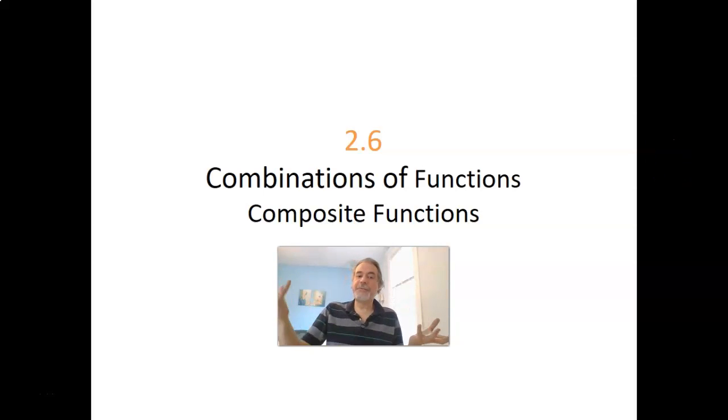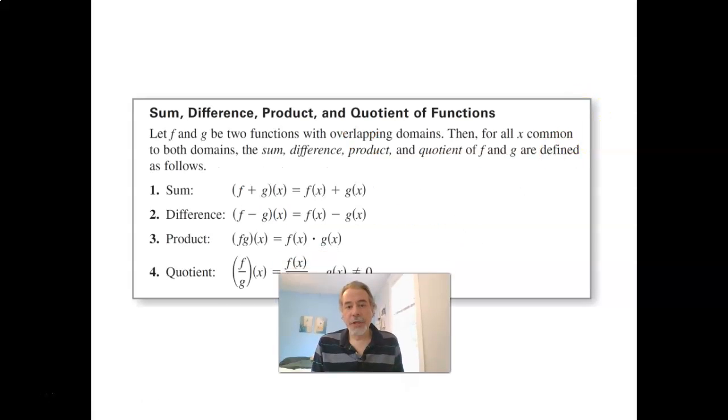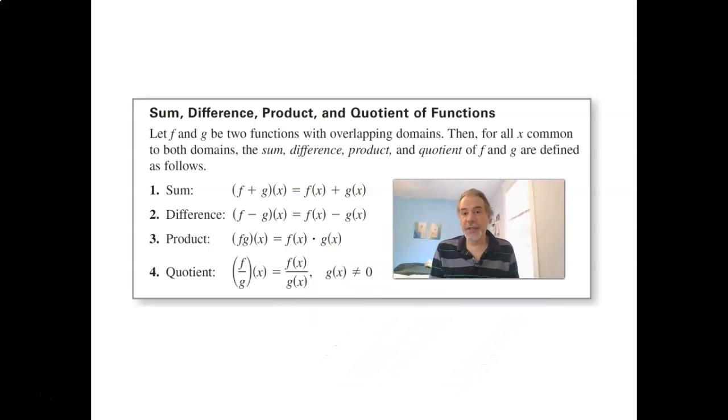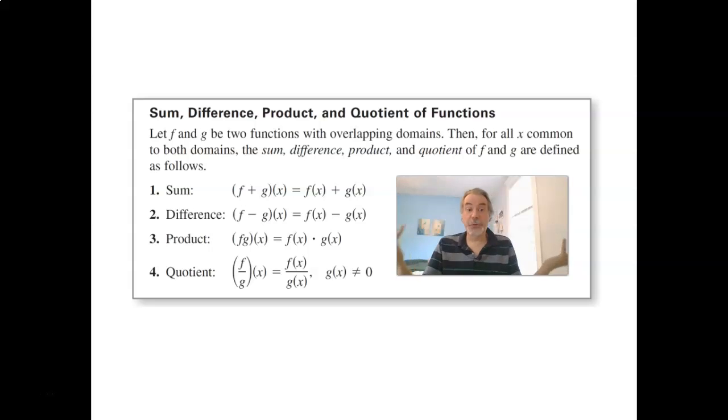Let's say you have some functions lying around. One way you can get some new functions is by combining those old functions in various different ways that we're going to be talking about in this section. So you can take two functions and add them, or subtract them, or multiply them, or divide them, and get a new function. That is the sum, or the difference, or the product, or the quotient of those old functions.